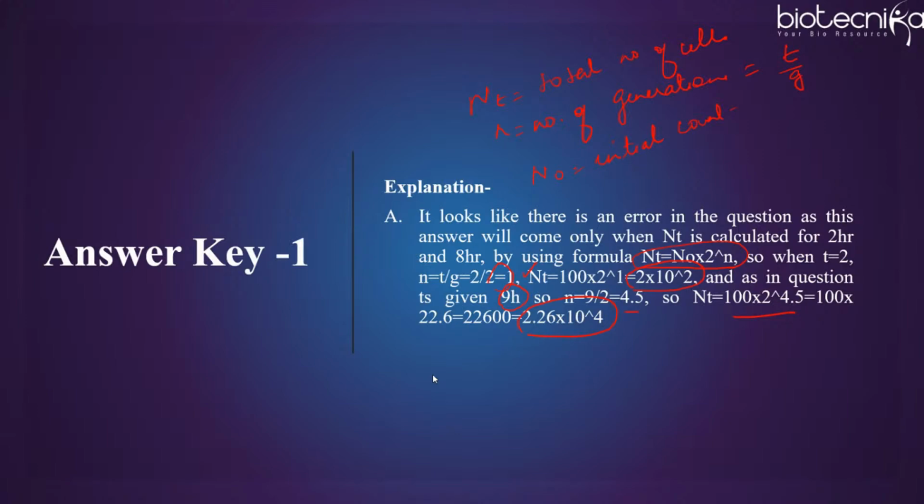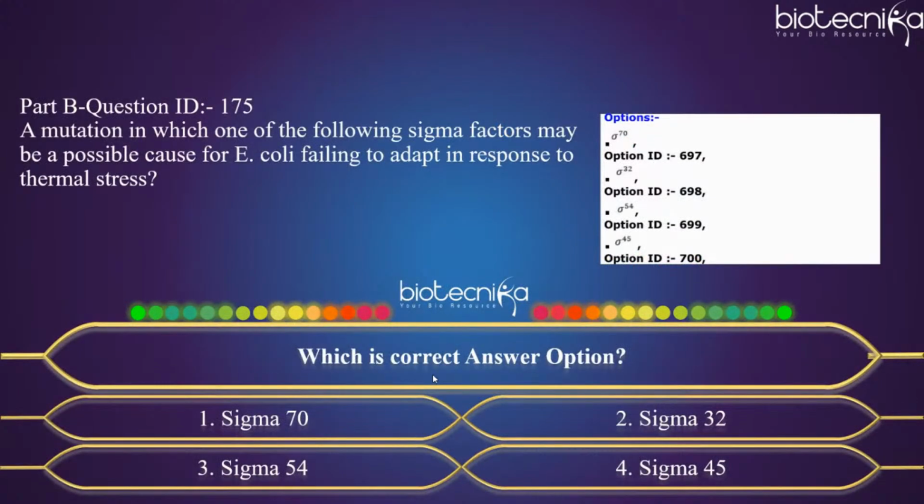So let's move ahead. Now we come to shift 2. It is a part B question from shift 2. A mutation in which one of the following sigma factors may be a possible cause for E. coli failing to adapt in response to thermal stress. Now, there are various sigma factors. They have given the various sigma factors, and you have to find out which sigma factor is responsible for adaptation in response to thermal stress.